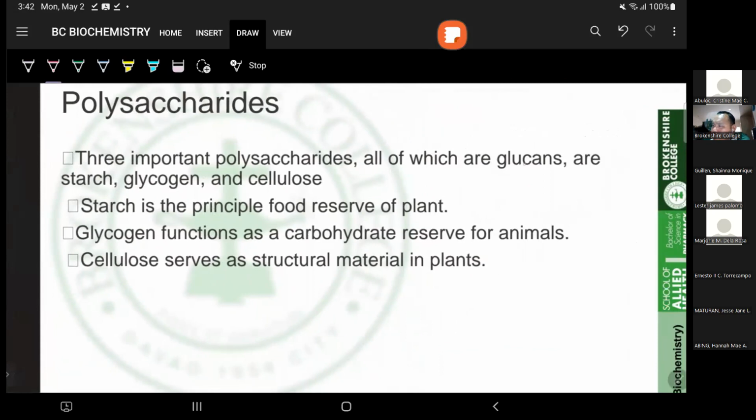The three important polysaccharides classified as glucans are starch, which is the storage polysaccharide in plants, or the principal food reserve of plants. You have glycogen, the storage polysaccharide in animals, stored in our muscles, found in our skeletal muscle. Aside from skeletal muscle, where else is glycogen stored in our body?